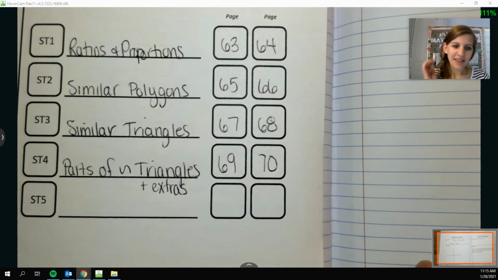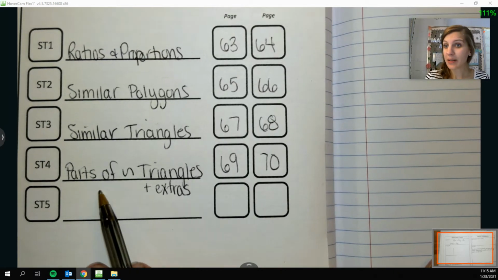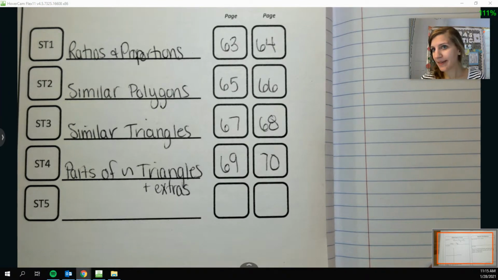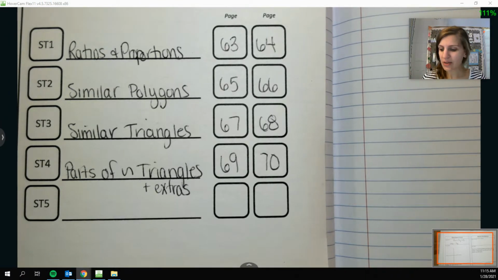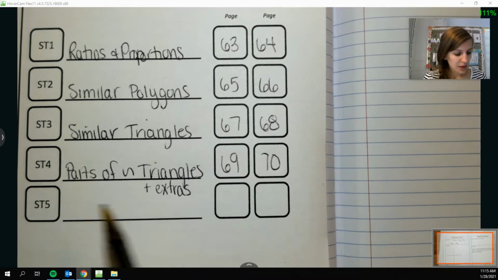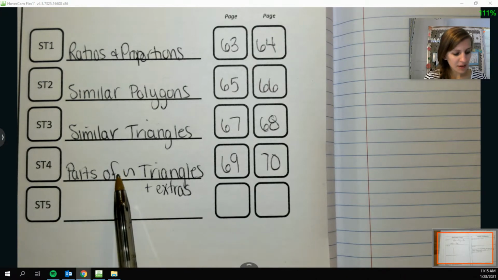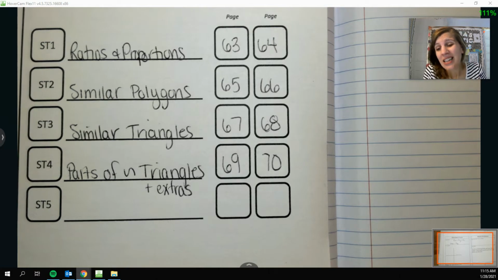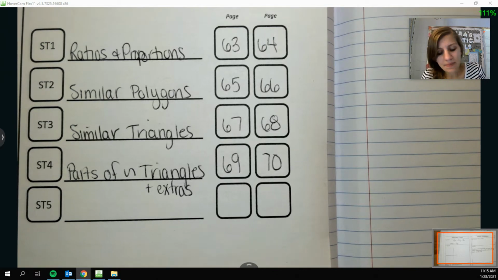All right, guys. So we are going to talk more about similarity today. Kind of in one triangle, kind of with some parallel lines, kind of in two triangles, sometimes just a lot of different similarity or proportionality that we can write. So we're going to label the parts of similar triangles plus extras.